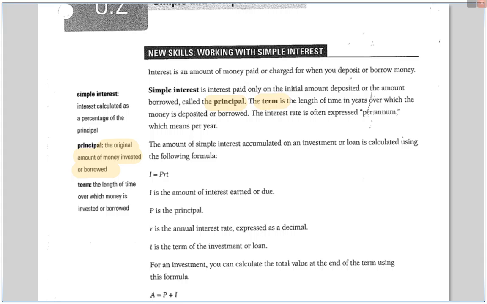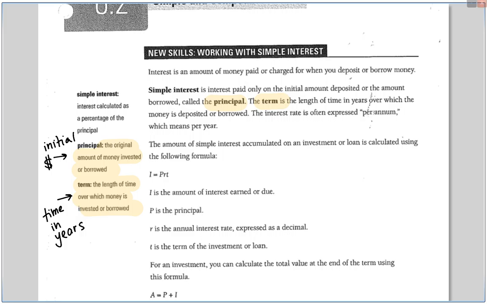And the term is the length of time. Okay? So principal, I would just jot this in. That's your initial amount of money. And term, this is going to be time in years. We're always going to use years, okay? Now, if say you had a loan for 3 months, you would have to do 3 divided by 12 to get that into years. Okay, we'll talk about that shortly.